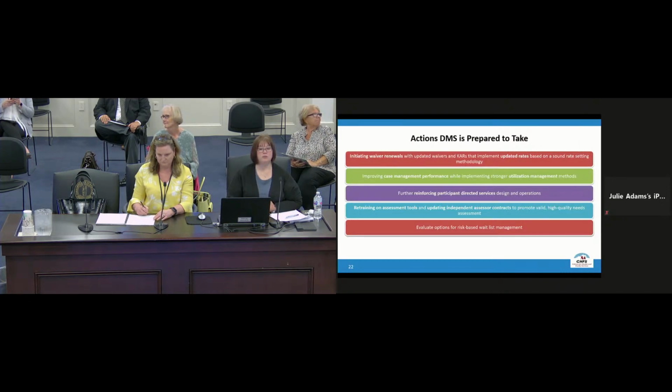So what actions are we prepared to take? Initiating waiver renewals with updated waivers and regulations that implement rates based on a sound rate methodology. Improving case management performance while implementing stronger utilization management methods. Further reinforcing participant-directed services design and operations. Retraining on our current assessment tool, and updating our independent assessor contracts to promote valid, high-quality needs assessments. And evaluate options for a risk-based waitlist management.